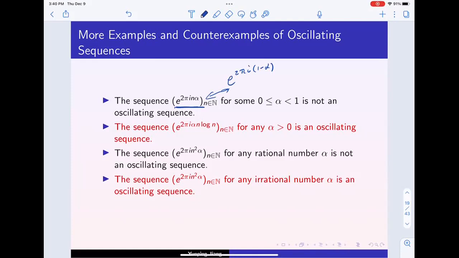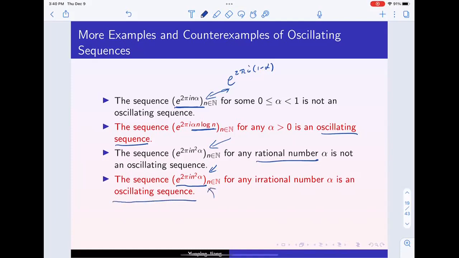But if you take this one, then that is an oscillating sequence. Also, if you take e^{2πi n² α}, then that is an oscillating sequence. I want you to remember this one because I'm going to use it later. So when alpha is rational, that's not; but when alpha is irrational, it is an oscillating sequence.